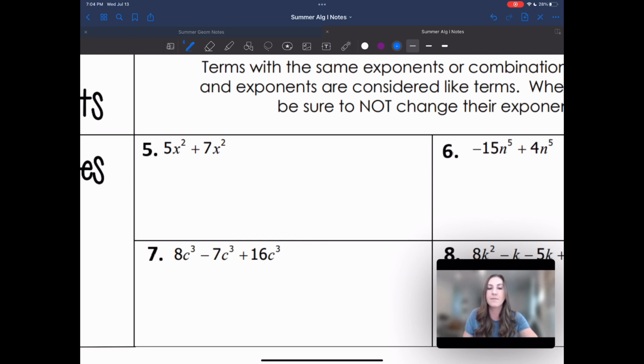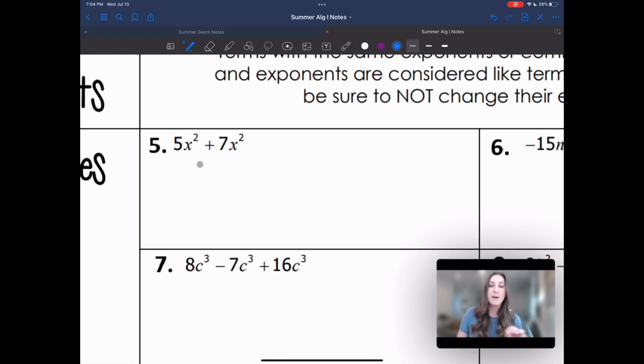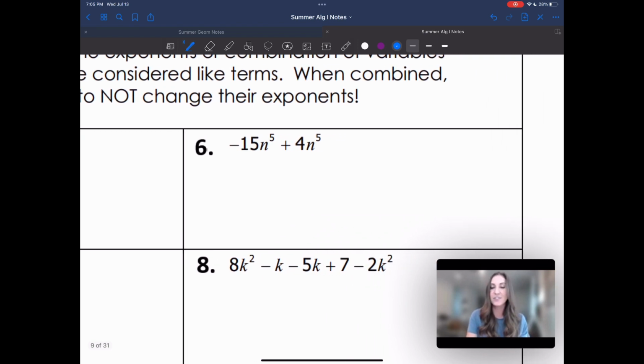Okay, so let's look at number 5. We've got a 5x squared plus 7x squared. Well, we know we can combine those because they both have x squared on them. Okay, so I would say they have the same last name. Now be careful, you can add the 5 and the 7 together, right? Add their coefficients, so that would give us 12. And then you're gonna leave the x squared exactly the same. So 5x squared plus 7x squared is just 12x squared. That's it. So it looked complicated, but it's actually really easy. Okay, let's try number 6.